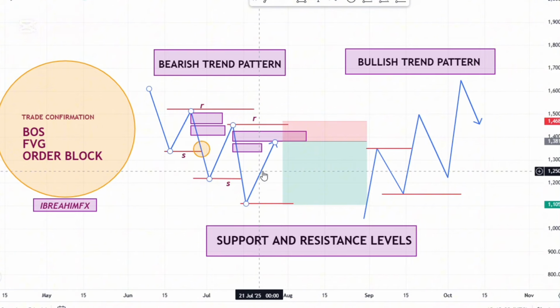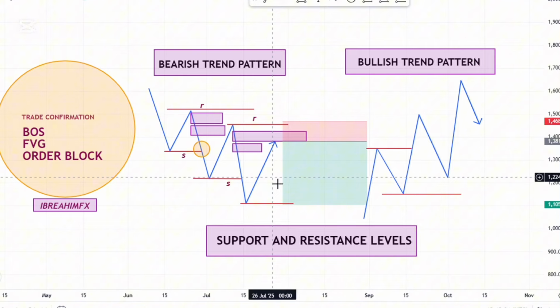Maybe you know how to use a higher time frame and lower time frame confirmation. You can possibly use a 4 hours and 15 minutes time frame for this strategy, and also you can use 1 minute to 5 minutes for this trading strategy. So that's it for a bearish trend. Let's go on a bullish trend.